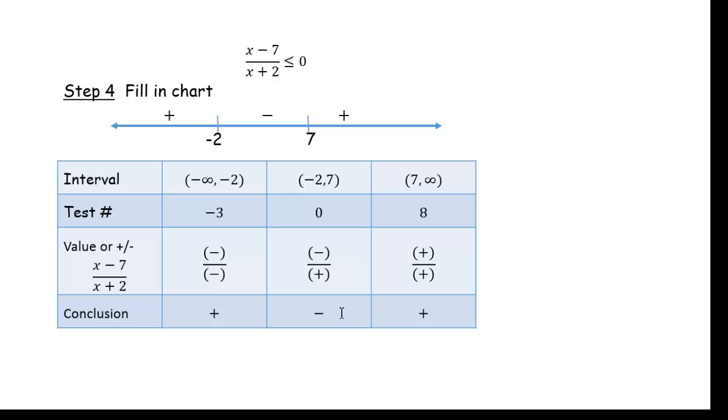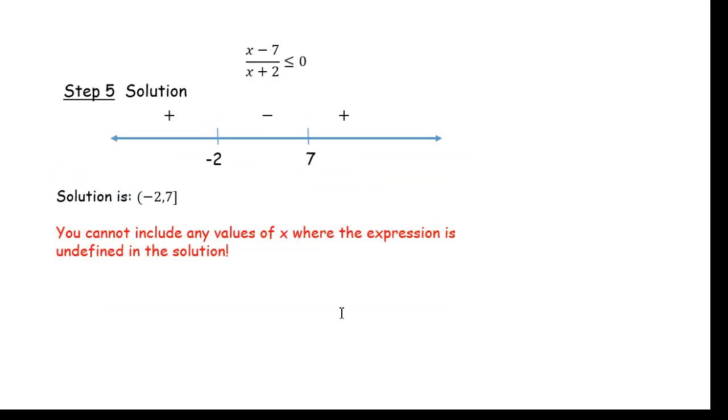All right. Remember, we're looking actually for the negatives because we're solving x minus 7 over x plus 2 is less than or equal to 0. So we're going to want the negatives, and we're going to have to decide about the endpoints, the negative 2 and the 7. Since the left-hand side is 0 at 7, we want to include that in our solution. Since the left-hand side is undefined at negative 2, we cannot include negative 2 in the solution. So the solution is negative 2, round bracket, to 7, square bracket.